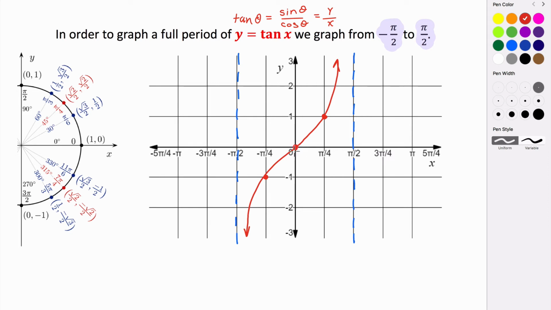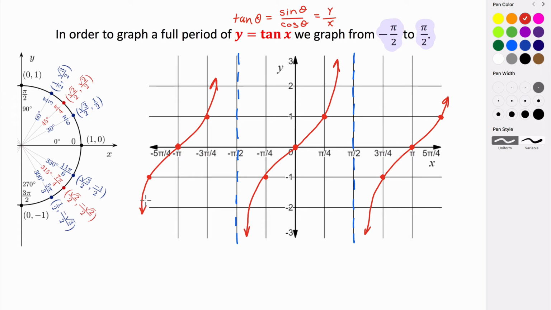And because it has a period of pi, we can graph another cycle just by moving to the right and left pi units. So if I go to the right pi units from 0, I end up at pi. Here we'll be at negative 1. Here we'll be at positive 1. And it will look something like this again. And we could do that in the negative direction. So at negative pi, we'll have an x-intercept. At negative 3 pi over 4, we'll have a positive a value. And then here.